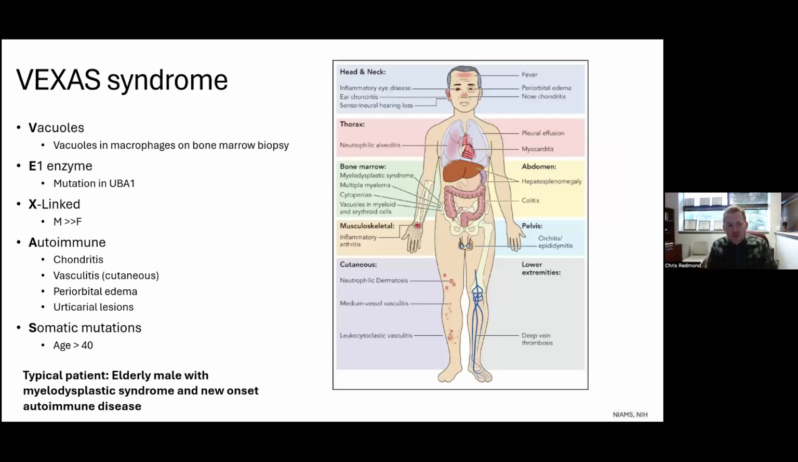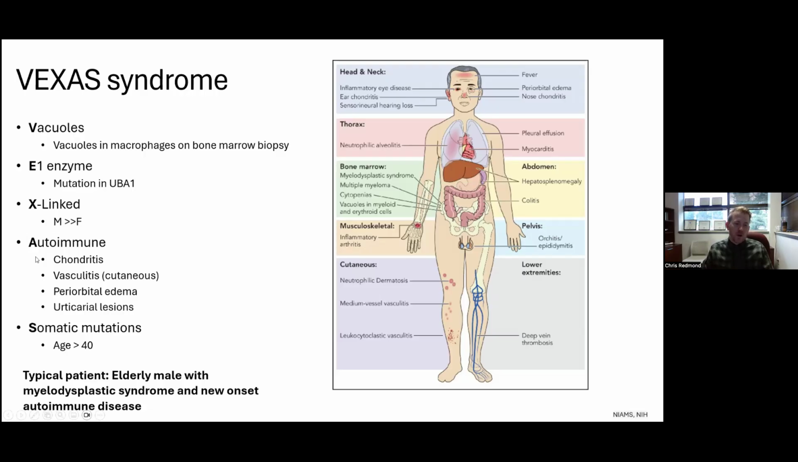This is a relatively new condition that I think was just identified 6 years ago, called VEXAS syndrome. VEXAS standing for vacuole. So this is a condition where people have myelodysplastic syndrome. When you do a bone marrow biopsy, they actually have vacuoles in the macrophages within the bone marrow. It's a mutation in the UBA1 gene that affects the E1 enzyme that's important for cell turnover. It's X-linked, so it's seen in women, but much more common in men.